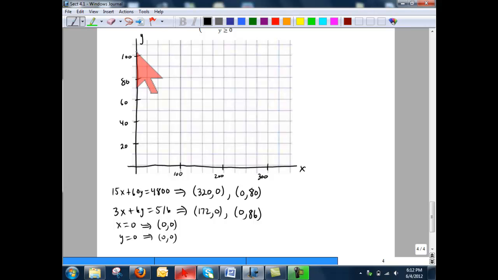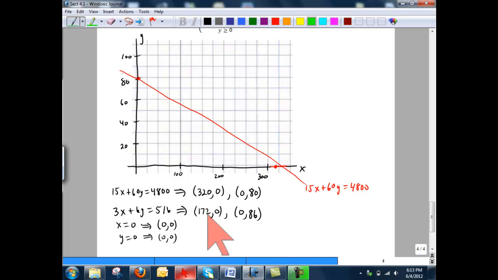Okay. Let's go ahead and graph the lines one at a time. The first line goes through 320, 0. That's about here. Or maybe out just a little farther. 320, 0 is about right in here. And 0, 80, of course, is right here. So first line is this one. That is 15x plus 60y equals 4,800.